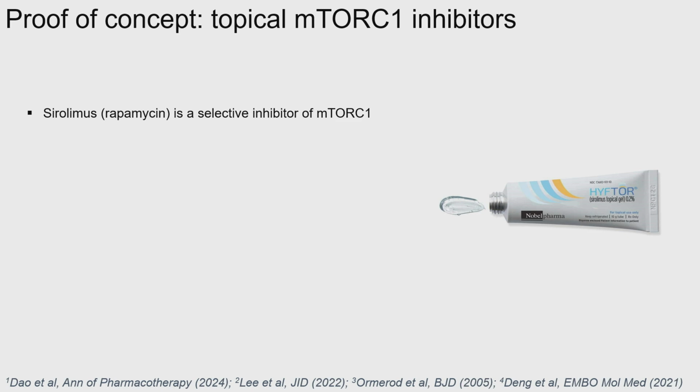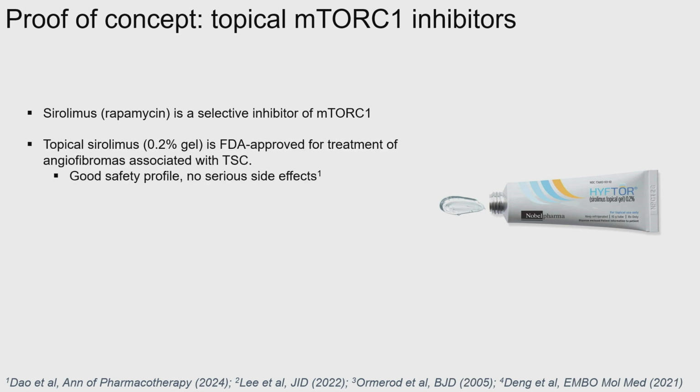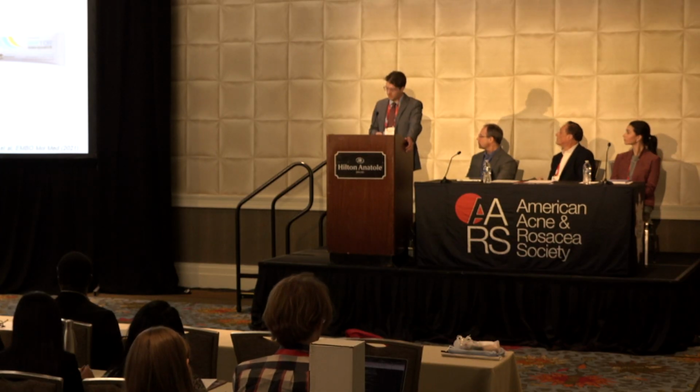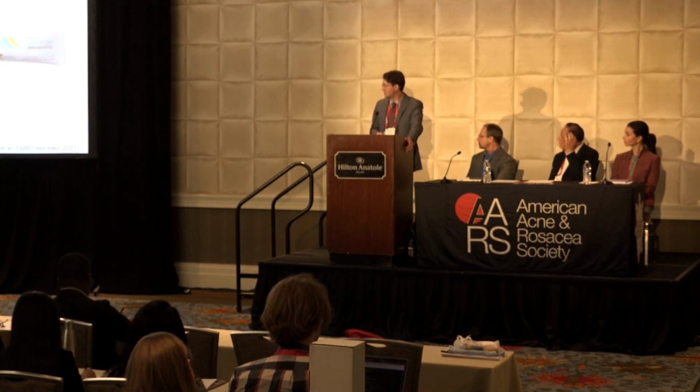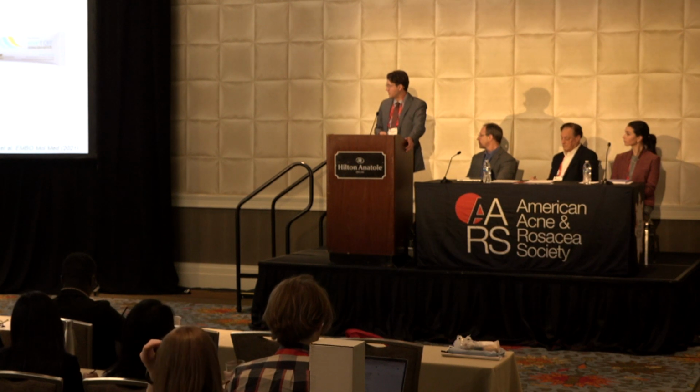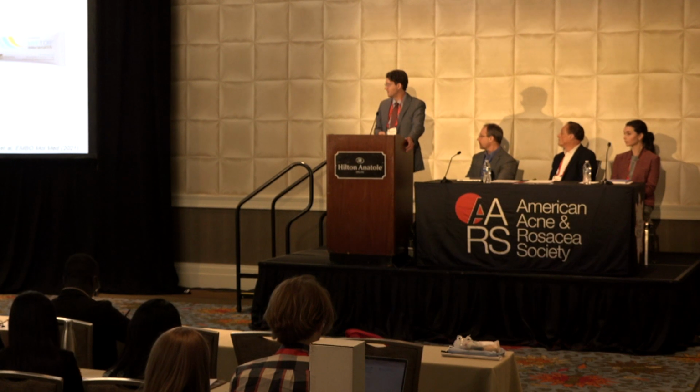Sirolimus is a selective inhibitor of mTORC1 that historically has been used as an immunosuppressant for solid organ transplants. But recently, topical sirolimus was FDA approved for the treatment of angiofibromas associated with tuberous sclerosis. And generally, it has a good safety profile and no serious side effects. Sirolimus has also been used topically for other skin diseases, such as EBS, psoriasis, and probably most interesting to this group, rosacea. So based on our data, we hypothesized that topical rapamycin would be well tolerated and possibly effective for preventing acne.